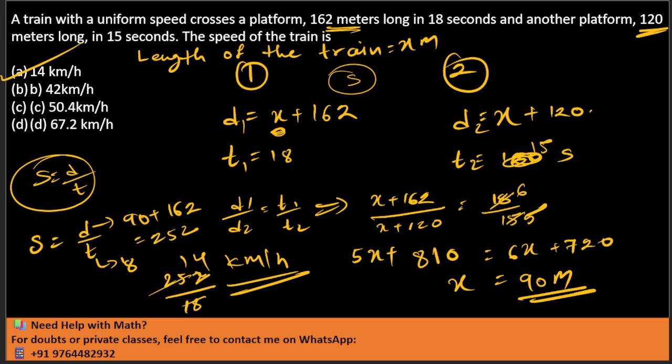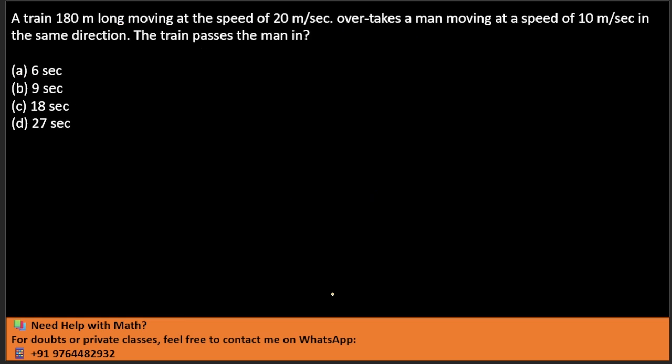Now let's move to the next question. A train 180 meters long moving at the speed of 20 meters per second overtakes a man moving at a speed of 10 meters per second in the same direction. The train, okay, this question is for you guys. You need to give the answer in the comment section.